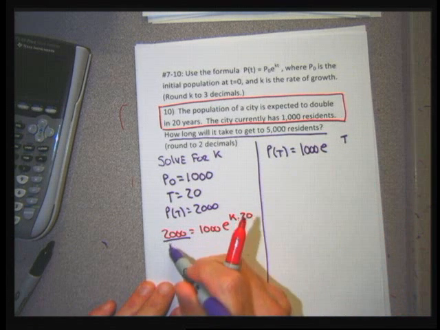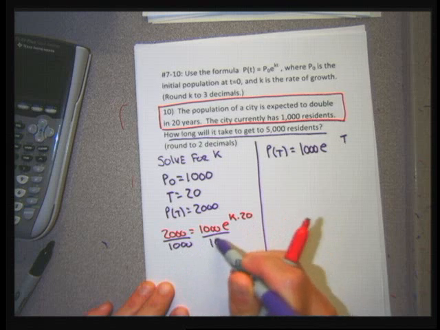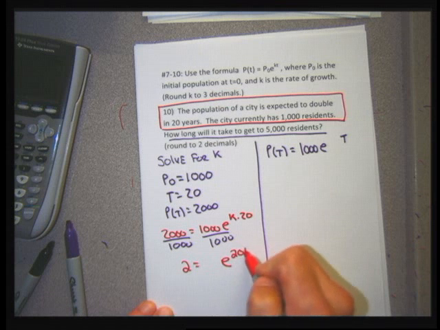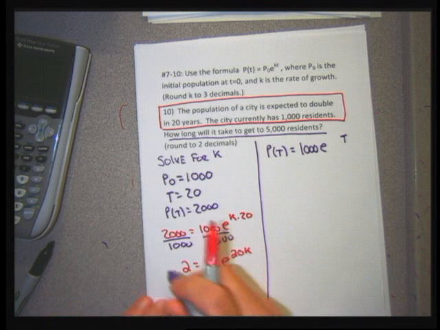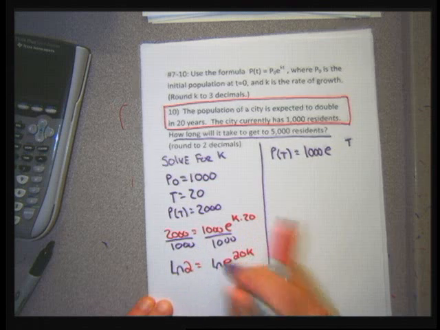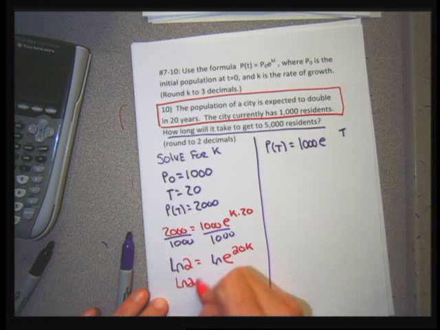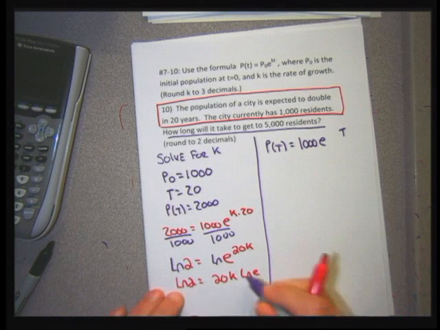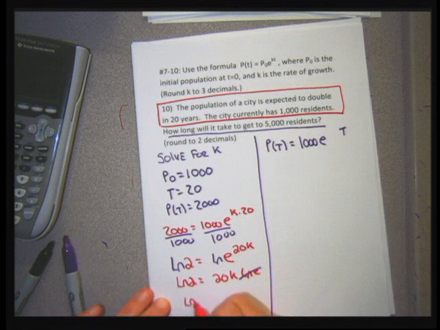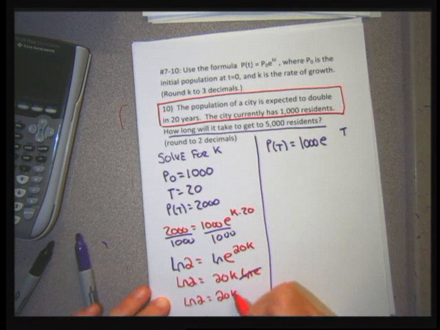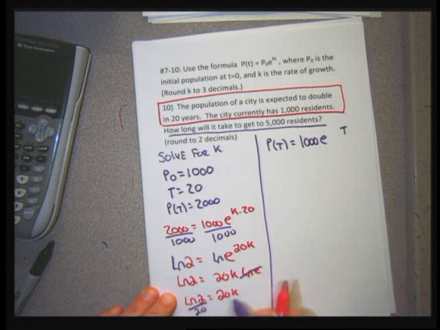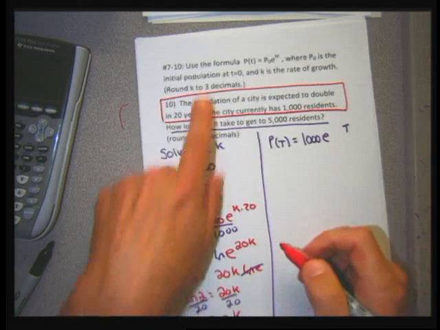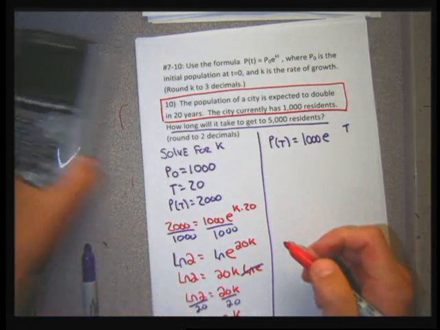I'm going to divide both sides by 1,000. This is going to give me 2 equals, and instead of writing k times 20, I'm going to write 20k. I'm going to take the natural log of both sides. This is going to give me the natural log of 2 equals 20k times the natural log of e. The natural log of e is 1, so this gives me the natural log of 2 equals 20k. I divide both sides by 20, and I get k equals, and I'm asked to round k to 3 decimals. k is the natural log of 2 over 20.